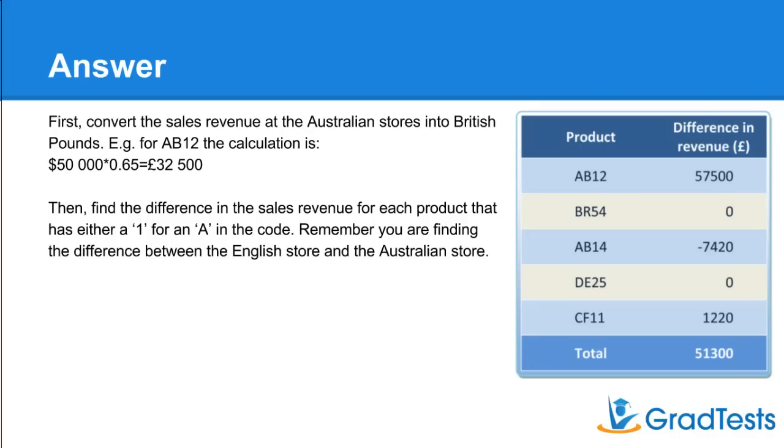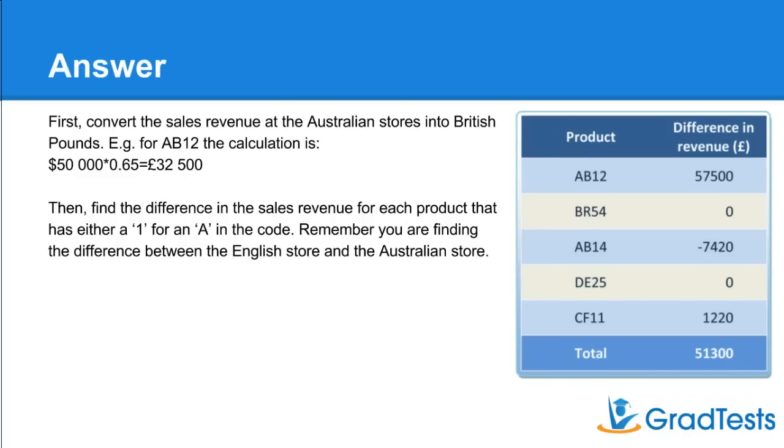So an example calculation for AB12 is you take the Australian dollar amount, which is $50,000 worth of sales, and then we were given the exchange rate of 65 pence buys $1 Australian. So to convert those $50,000 into British pounds, you just multiply by 0.65, and that gives you £32,500. You'd have to repeat the same trick for AB14 and CF11, and then you want to find the difference between the Australian sales in pounds and the English sales in pounds.